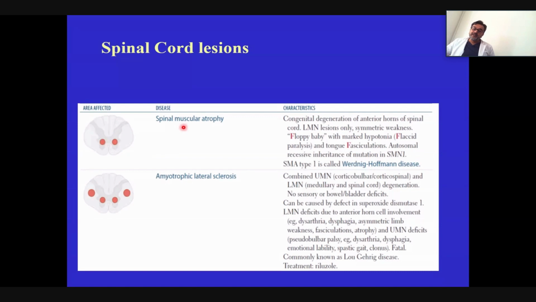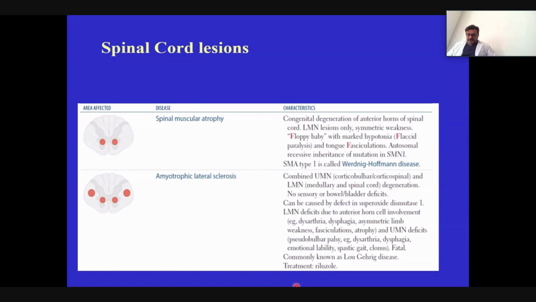So what is the problem in spinal muscular atrophy? There is a degeneration of the anterior gray horn cells. It's a congenital degeneration of the anterior gray horn cells, resulting in lower motor neuron type of paralysis. There's a floppy baby with marked hypotonia and fasciculation of the tongue. The major problem is in the SMN1 gene, where there is a mutation which results in this type of problem.